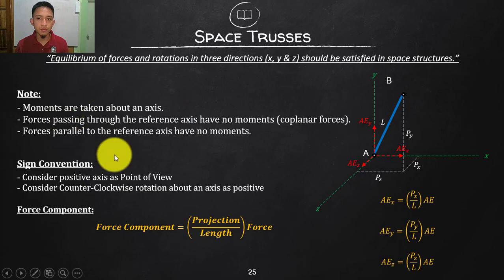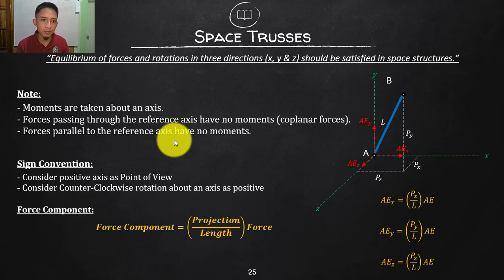But we need to consider this note if we are considering a 3D structure, especially here in a 3D truss or space truss. Note that moments are taken about an axis. So that is what we are going to do in space trusses or in space structures. We take a moment about an axis, unlike in plane trusses or plane structures, where we take a moment with respect to a point. This time it is with respect to an axis.